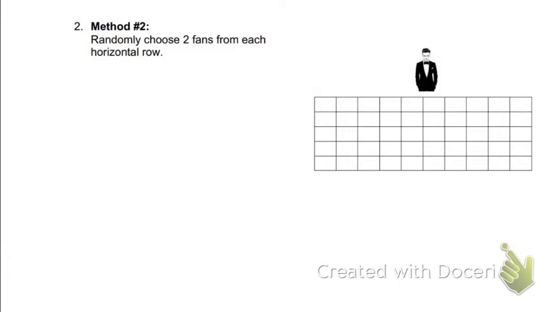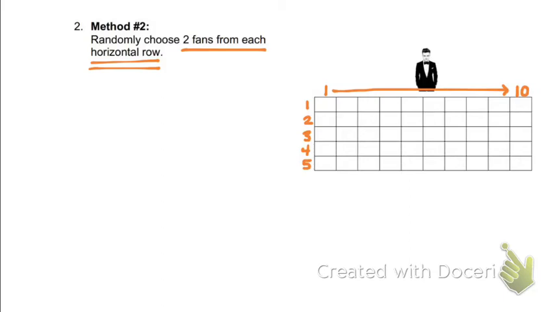So for method number 2, we're still going to use your random number generator. We are going to randomly choose 2 fans from each horizontal row. So I'm going to have my rows 1 through 5, and then our seats would go 1 through 10 across the top, right? So row 1, seat 1, row 1, seat 2, all the way to seat 10. Row 2, seat 1, row 2, seat 2. A lot of times in theaters, they'll give them letters instead of numbers.